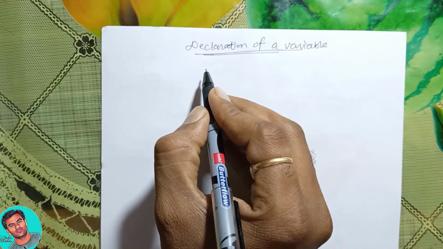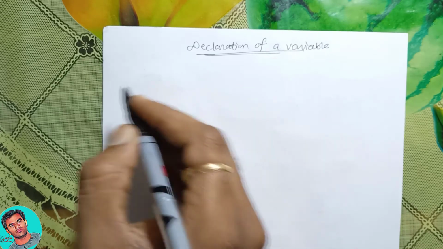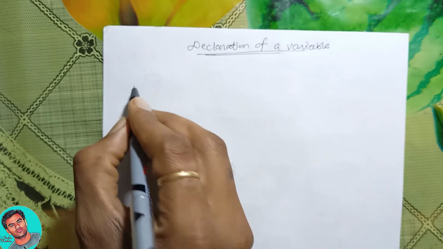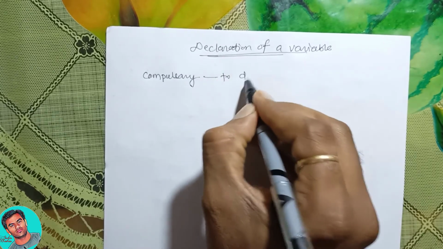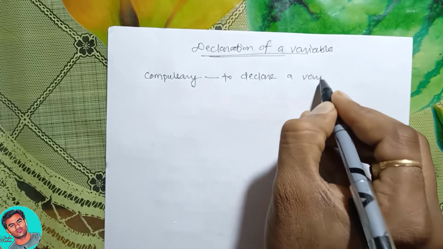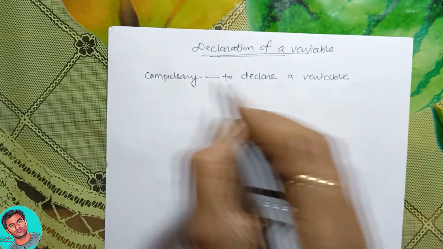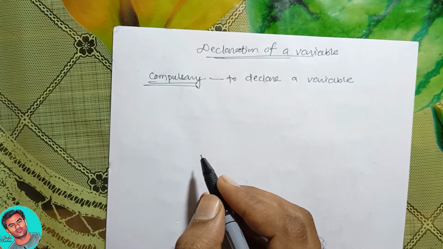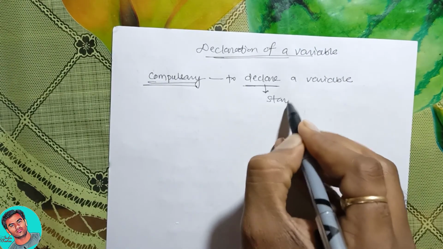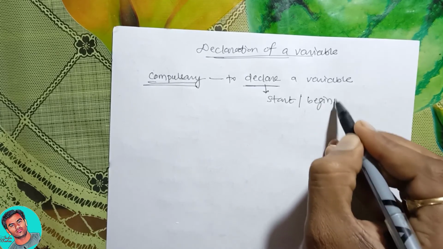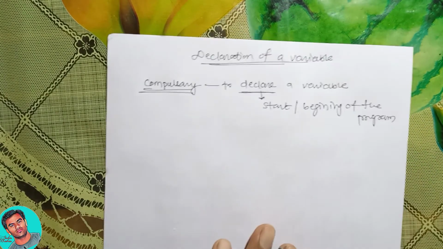Now we are moving to the next part of this variable lecture. The declaration of a variable is a must for every program. In other words, it is compulsory to declare a variable in a program. Remember that. Now where are we going to declare this variable? At the start or at the beginning of the program. It is mandatory.